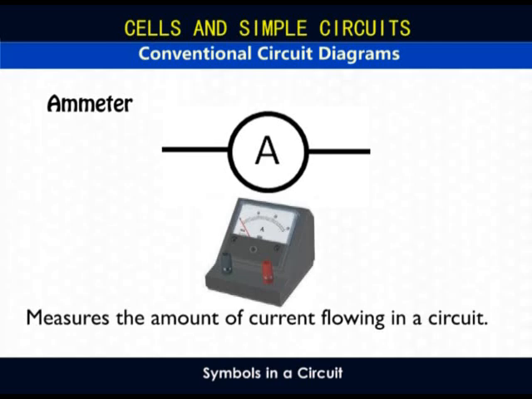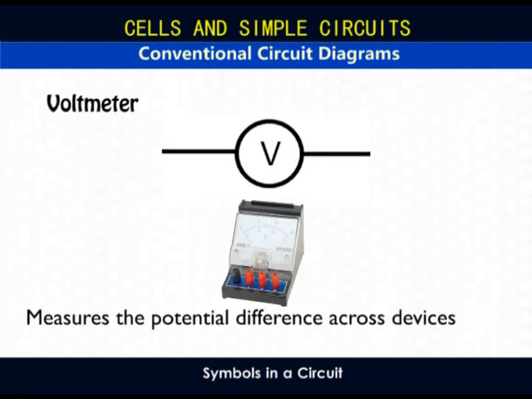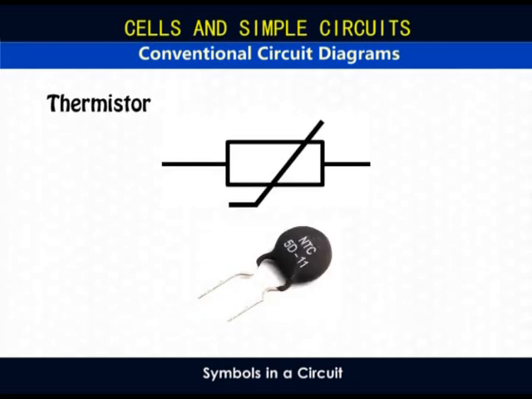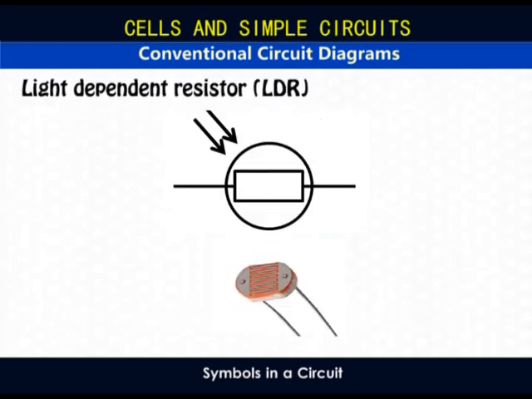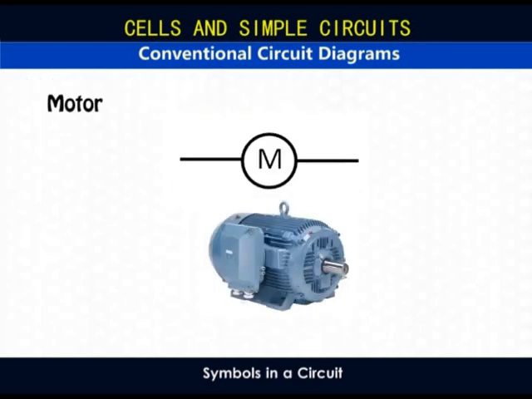An ammeter is represented by a circle with the letter A and two short conductors. It measures the amount of current in a circuit. A voltmeter looks like an ammeter, except the letter V is used instead of A. It measures the potential difference across a component. These and many more symbols are important, but there is no way to understand them. You will just have to memorize them.